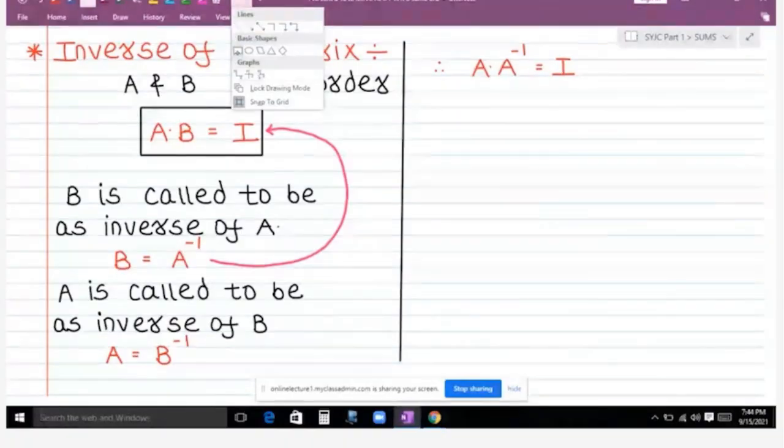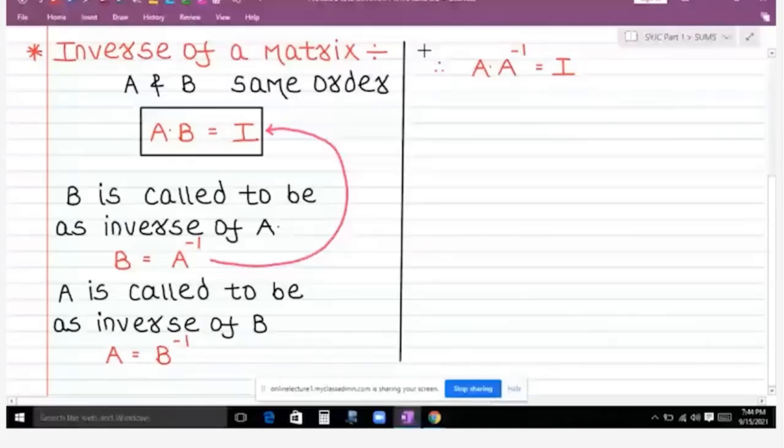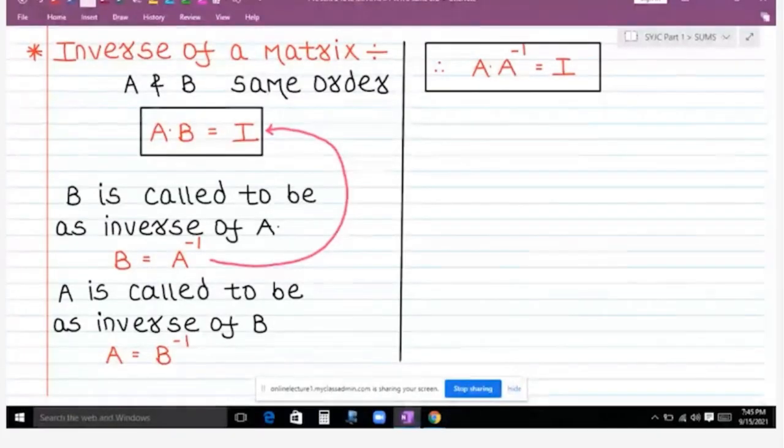ये मैंने सब्स्टिट्यूट कर दिया इन द अबव फॉर्मूला, एंड बाय सब्स्टिट्यूटिंग द value in the above formula, I got the answer as A into A inverse is equal to I.